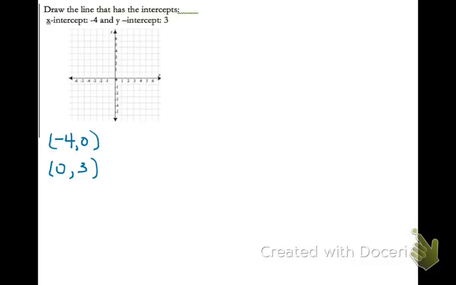All you need is 2 points to make a line. So draw your point at negative 4, draw your point on the y-axis at 3, and then draw your line. Remember to put your arrows on both ends. So that is another way that you can draw a line when you know the x and the y intercepts.